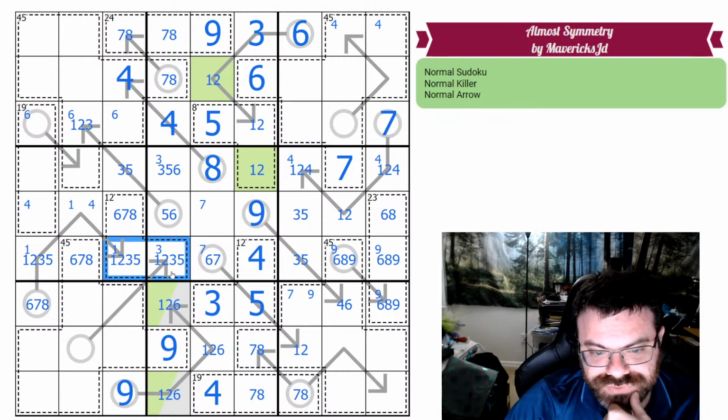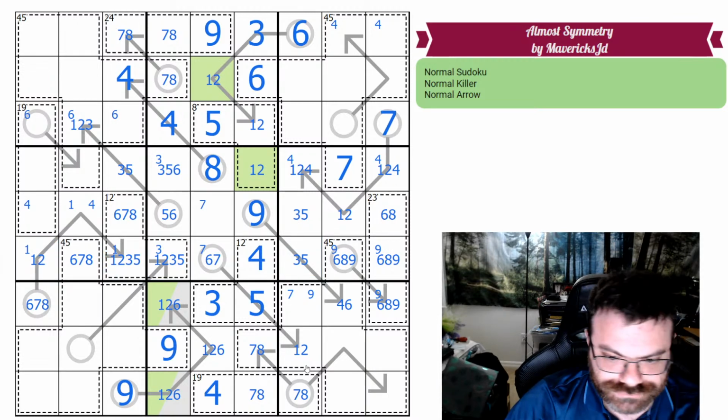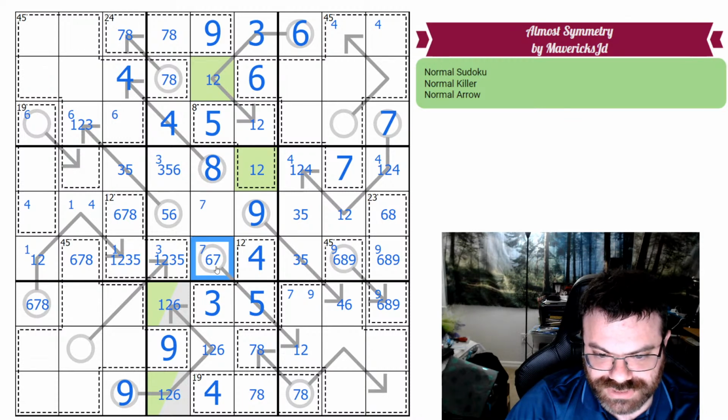So if I didn't have a 3 or a 5 in this 12 cage, this were 1, 2, that would be 3. I'd need a 9 here. So there is a 3, 5. So that's a virtual 3, 5 pair. So this is not 3 or 5. Same issue with the 6, 7 pair at the bottom.